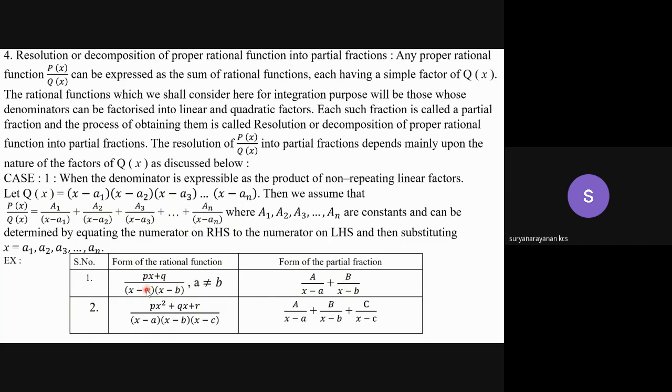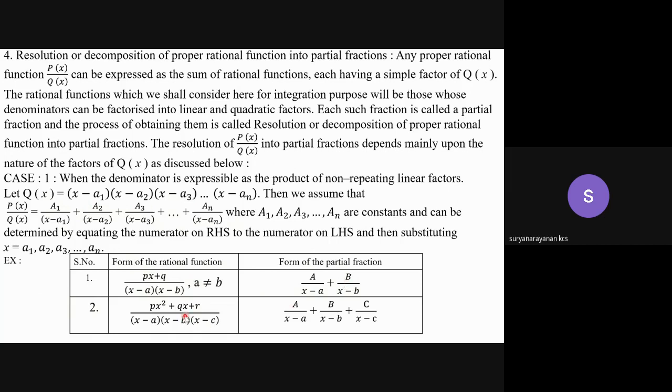In the denominator of the given rational function, how many linear factors are there? Two. So we wrote two partial fractions. Understood?